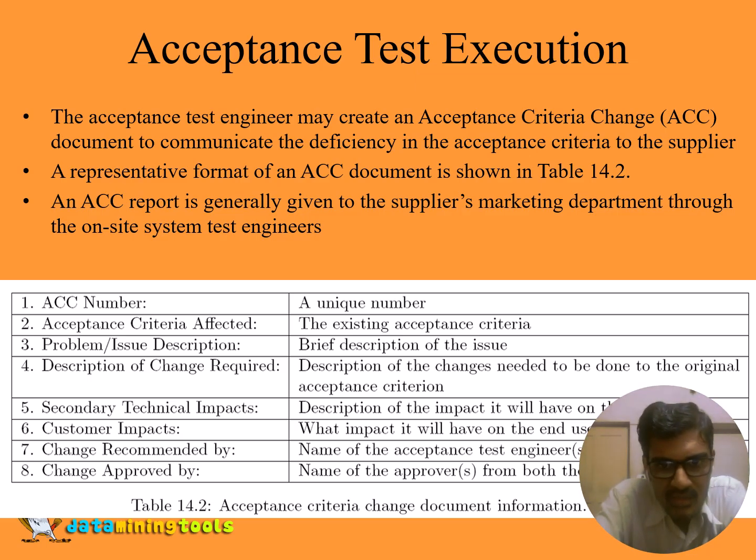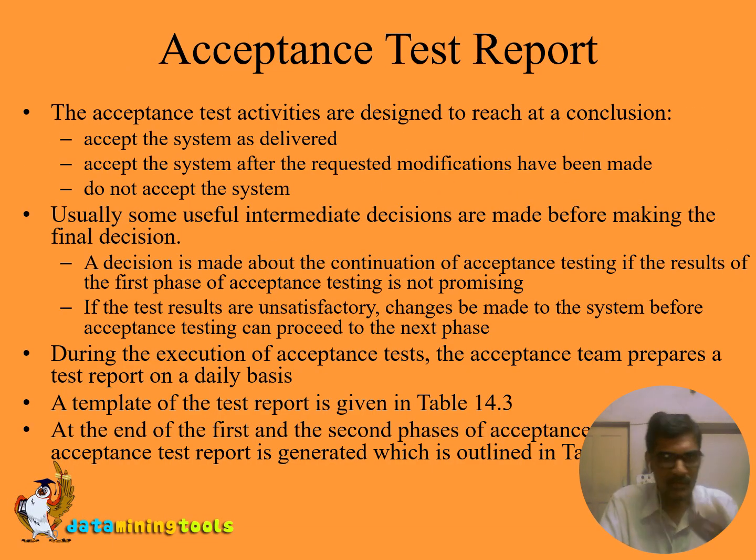Next, acceptance test execution continues from the earlier point. This presentation shows the ACC number, the unique number that is used to identify the test. Then acceptance criteria affected, problems and issues, description of change required, secondary technical impact, then customer inspect, change recommended by, and change approved. These are the things that will be included in your test execution.